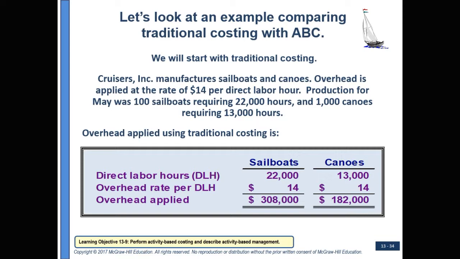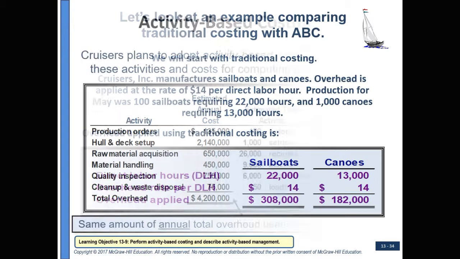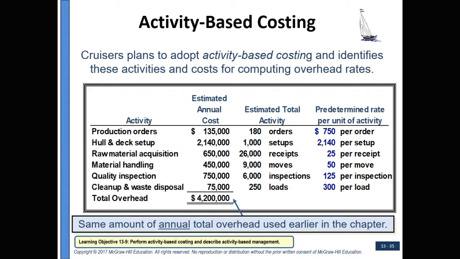So when using the traditional model and applying our overhead to each of the products, we will apply $308,000 to the sailboats and $182,000 to the canoes. Now let's look at the activity-based costing. Activity-based costing is kind of expensive in setting it up. It does require a lot of maintenance, but it is more accurate because there is more intensity in the identification.